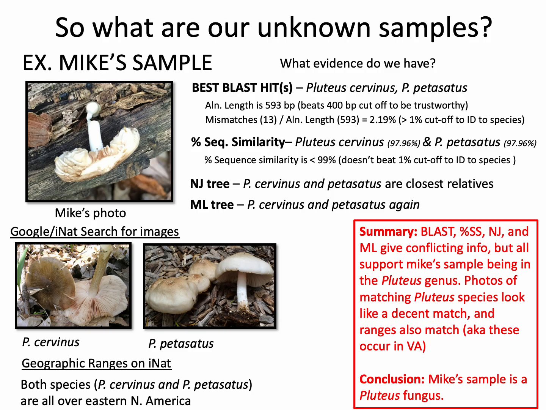So in summary, our BLAST, percent similarity, neighbor joining, and ML trees all give similar info in the sense that it's going to be one of those two species, but we can't be sure which. So we can only be sure that Mike's sample is in the Pluteus genus. Photos and geographic ranges also support this idea that it's in the Pluteus genus, and it's likely one of these two species, either cervinus or pedicetus, but we can't say which for sure from the data that we have up to this point.